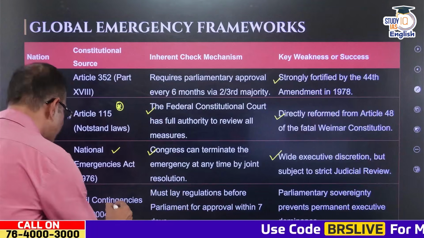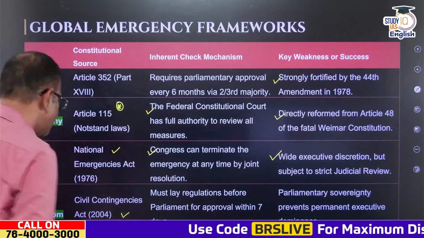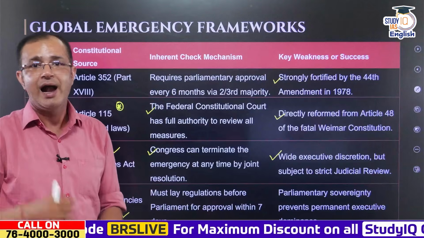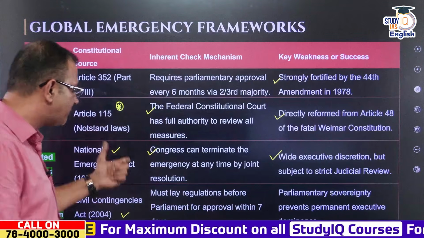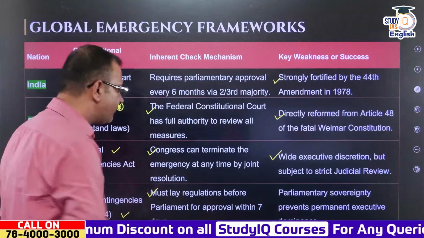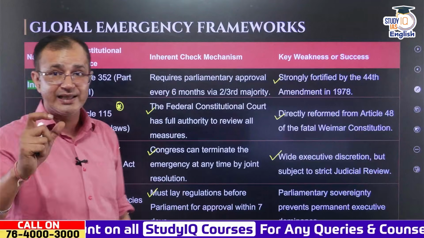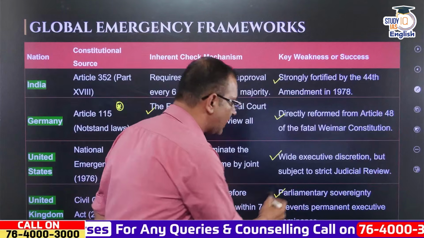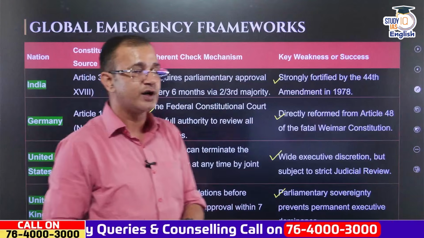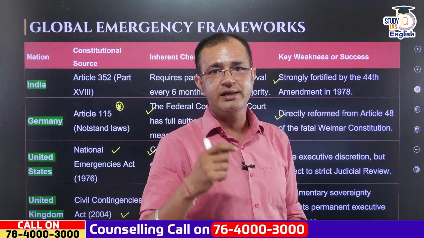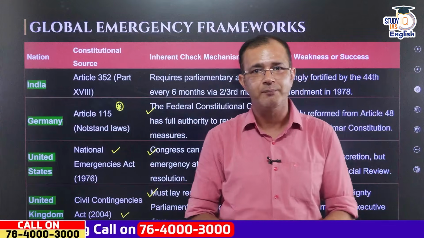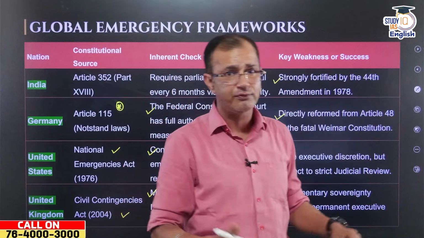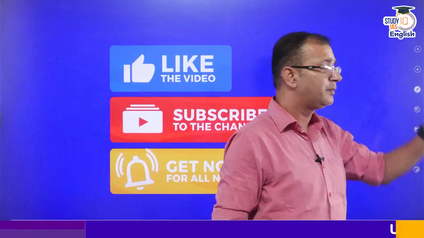Now, there is a provision in the UK as well, that is the Civil Contingencies Act that was passed in 2004. And over here, it has been provided that the regulations must be laid before Parliament for approval within 7 days. And parliamentary sovereignty prevents any kind of permanent executive dominance in the UK, or United Kingdom. So these are the global emergency frameworks that you can see in the event of any emergencies.